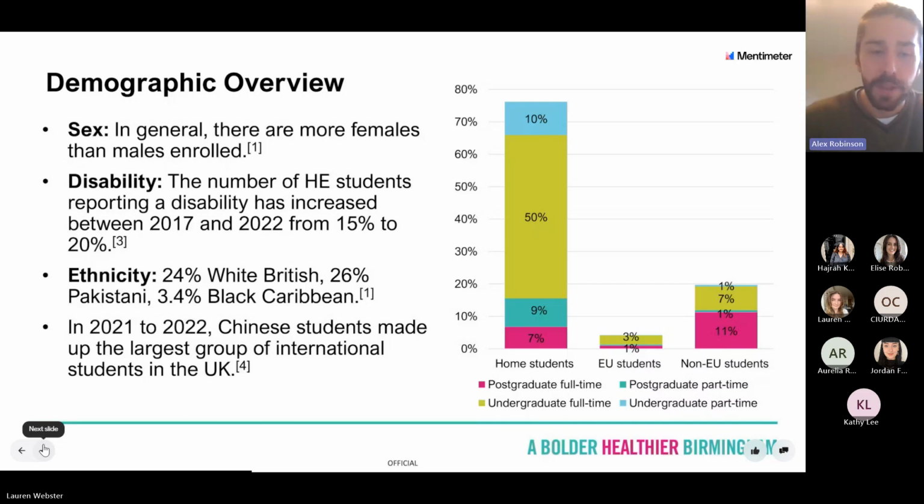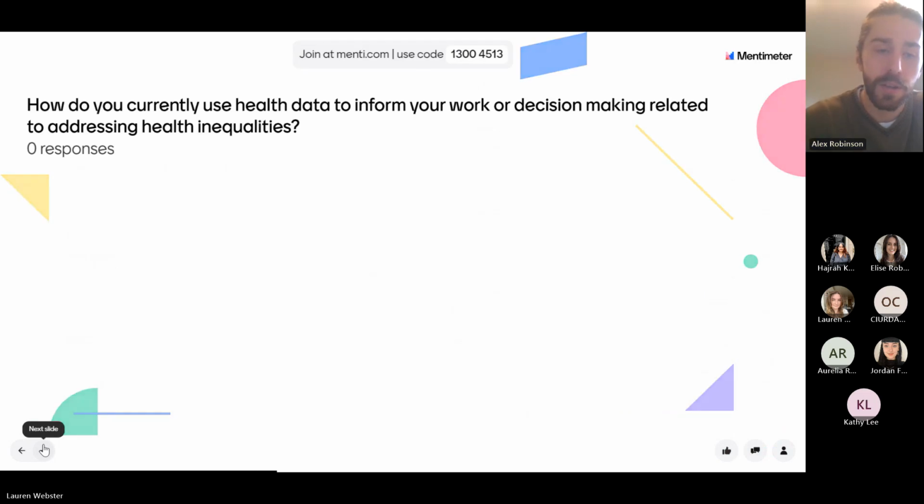So I'm now going to discuss some of the health inequalities identified within the profile. But before we talk about the inequalities, we've got two Menti questions just to go through quickly.